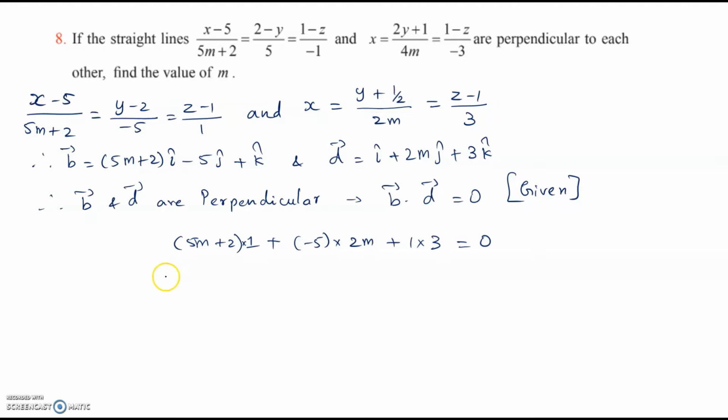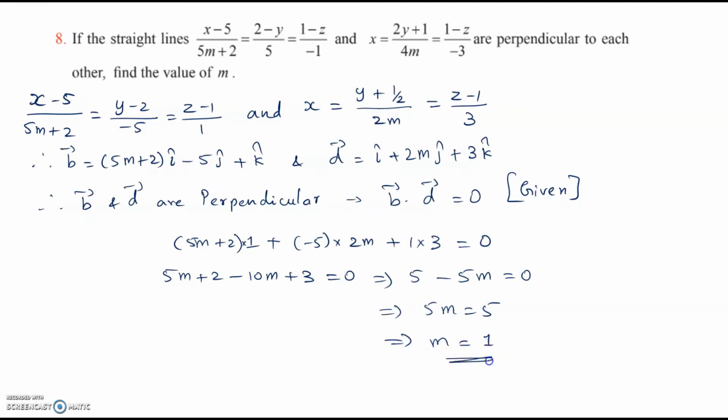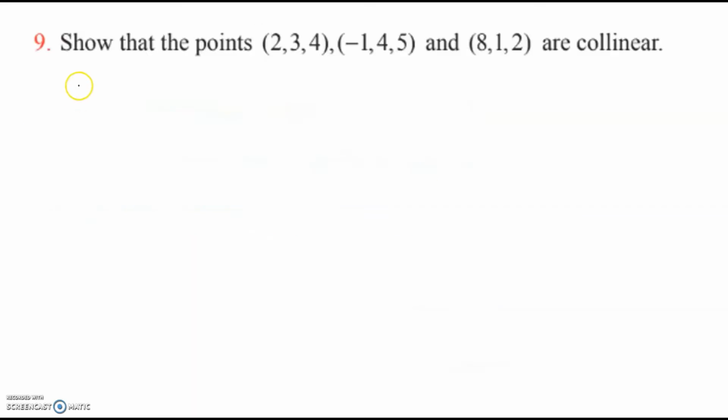So further simplifying, you get 5m plus 2 minus 10m plus 3 is equal to 0. That implies minus 5m plus 5, or 5 minus 5m is equal to 0. So which means 5m is equal to 5, which implies m is equal to 1. So that's the answer. Question number 9. That's the last one in this set.